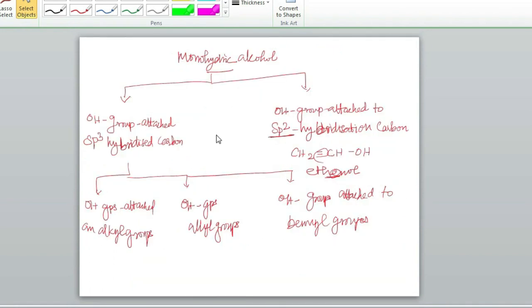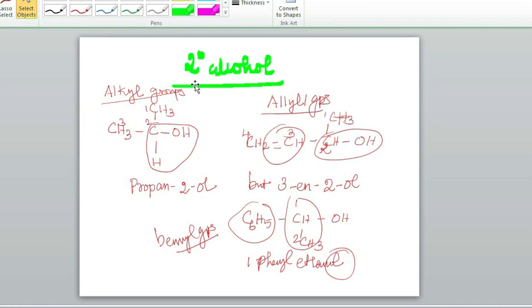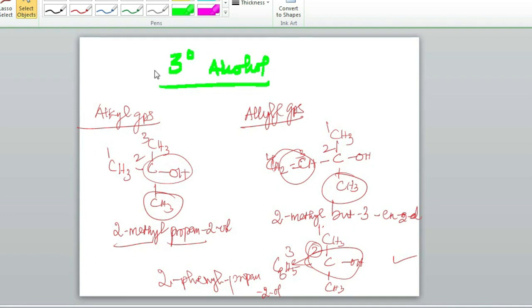Then the monohydric alcohol is again divided into two types: the OH group attached to an sp3 hybridized carbon, and the OH group attached to an sp2 hybridized carbon. The OH group is attached to alkyl, allyl and phenyl groups. For primary alcohol, we take ethanol, allyl and phenyl groups. Secondary alcohol is the same, for example the alkyl group, allyl group and benzyl group. Finally tertiary alcohol has the alkyl group, allyl group and phenyl group. So this is the classification of alcohol.